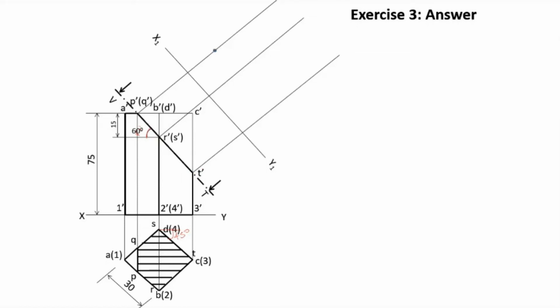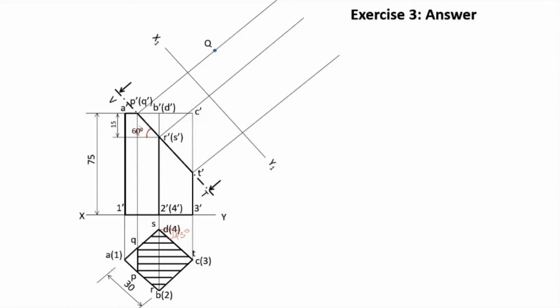Now is the difficult part. In order to mark this point P and Q in the true shape, the distance of Q, sorry, the distance from this point to this point. In order to mark the point Q, the distance between the XY line and the top view of Q, this distance is taken here, and that particular distance is marked here. So that is point Q.